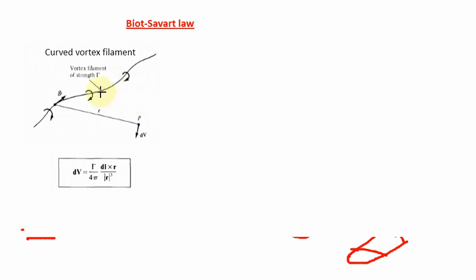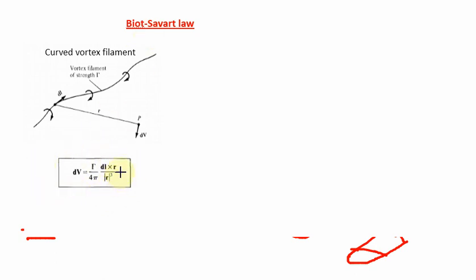In this induced velocity calculation, we are calculating on a particular point P, at a radial distance of R. This is the equation we are getting. Here gamma is called the strength of the vortex flow, then 4 pi, then dl is the induced value of the curved filament, and R is the distance. So this is the equation for the Biot Savart law.